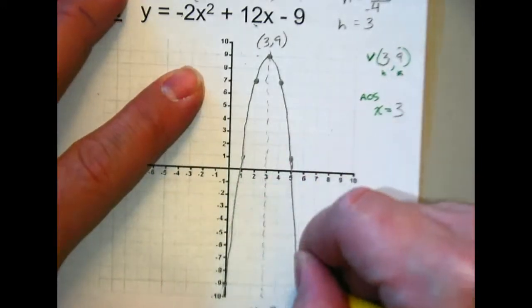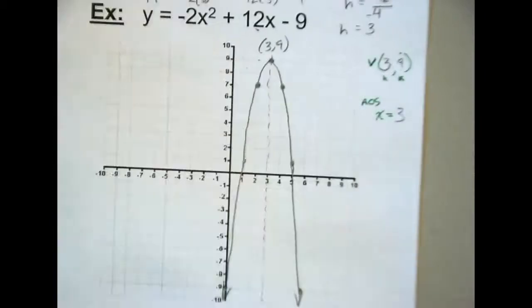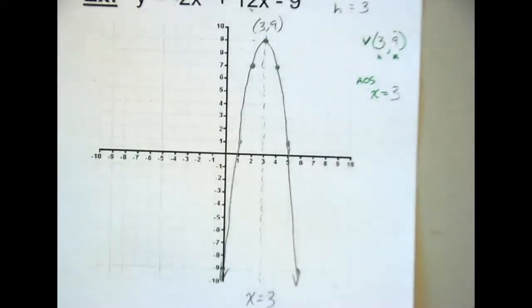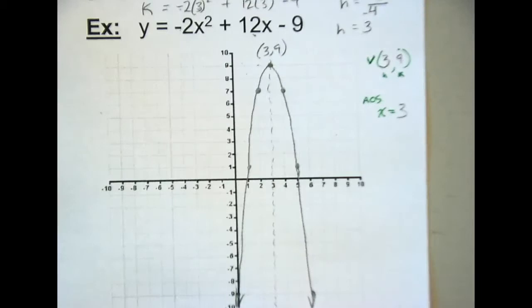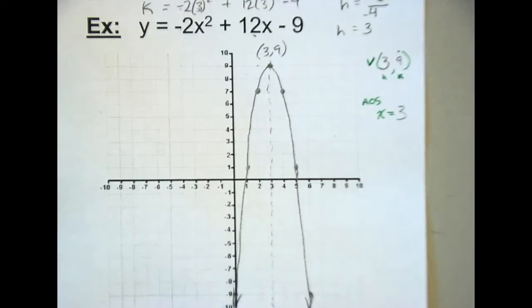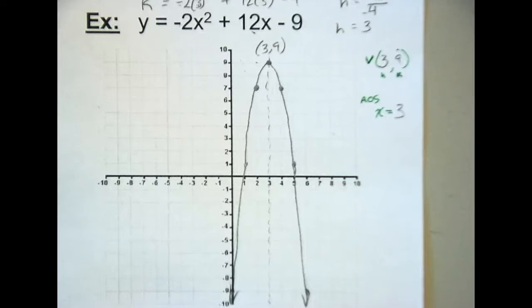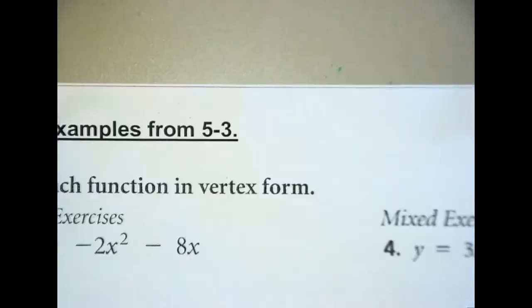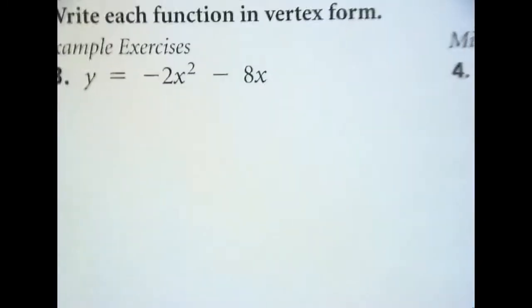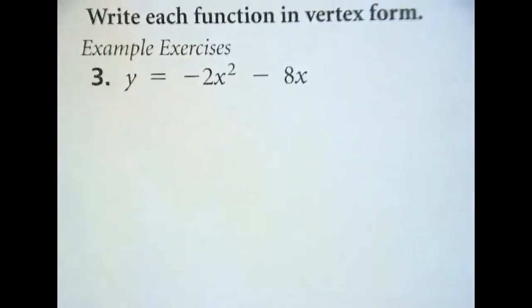All right. There we go. So if you want that other point, you can. Any questions there? We're cranking through this stuff pretty fast here. Okay. Next piece. I want you to write number 3 off the example side in vertex form. Okay? Give it a go.